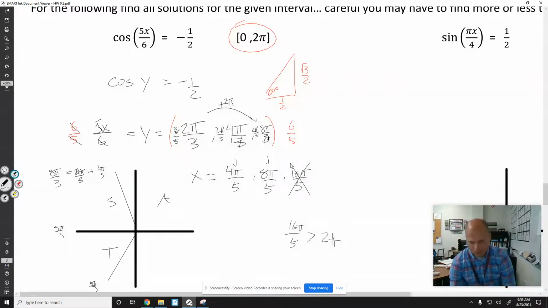You might be like, Mr. Messer, why did we do this? This is pointless. I found my two solutions. I manipulated them, and I have two solutions that work. I'm going to show you in a second why we just did that.